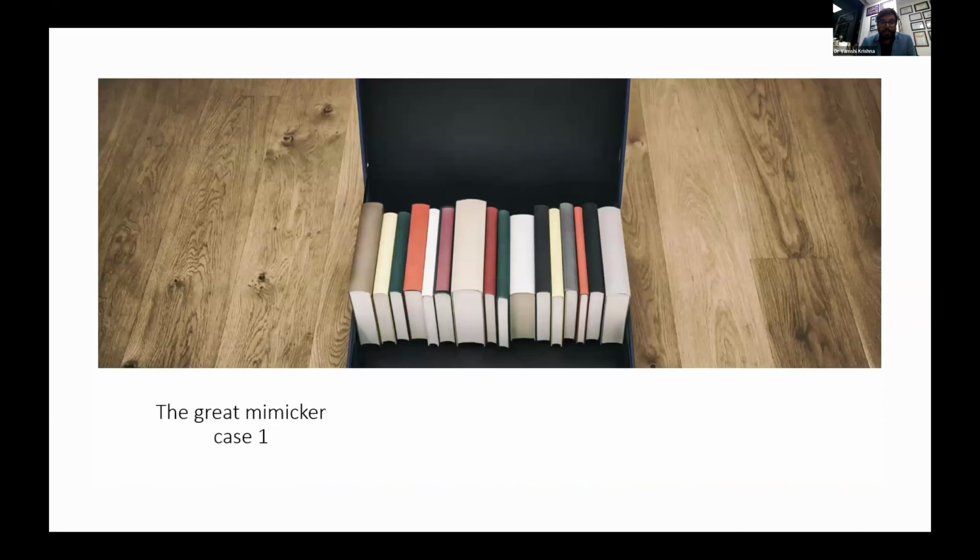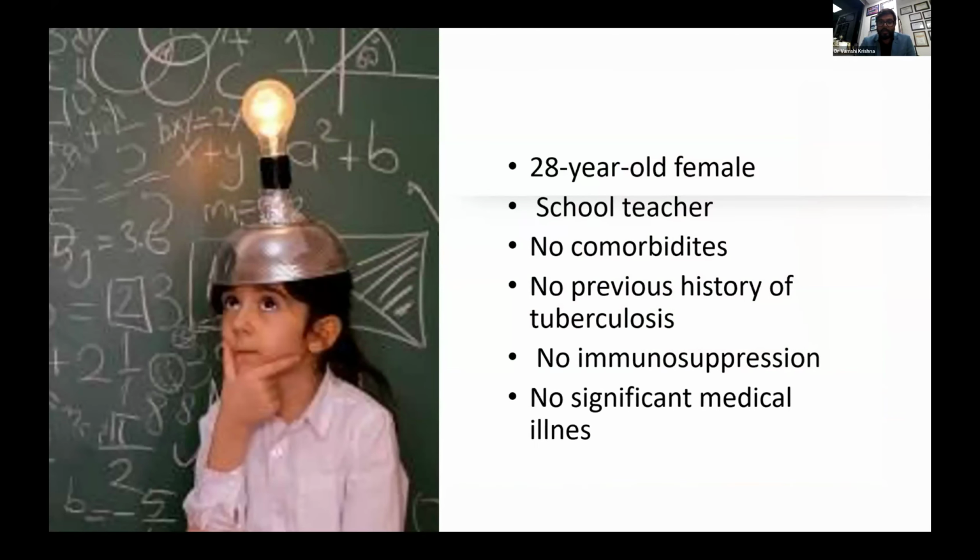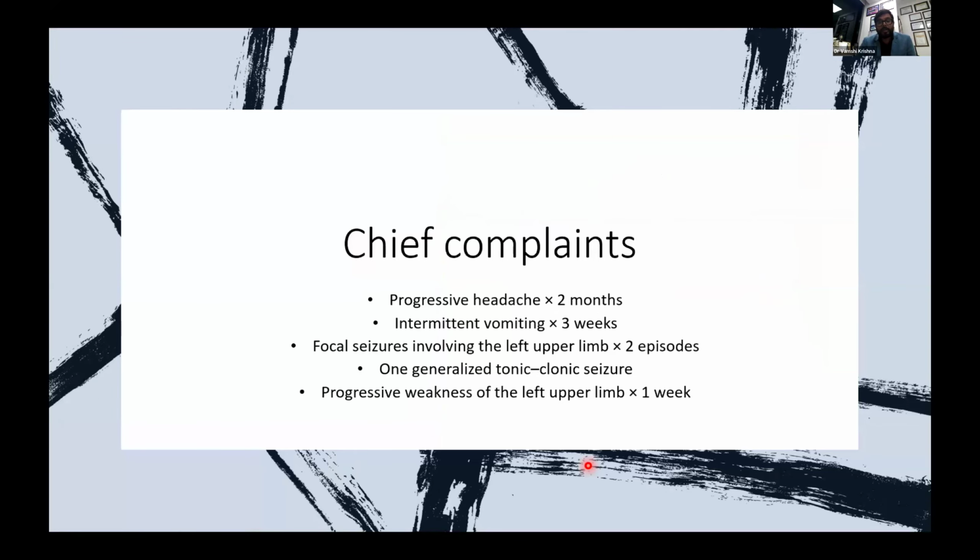This first case was a 28-year-old female. She was a school teacher. She had no comorbidities and no previous history of tuberculosis. She was not immunosuppressed, and there was no medically significant illness. Her chief complaints were headache for 2 months, intermittent vomiting for the last 3 weeks, and focal seizures involving initially the left lower limb for 2 episodes. And she had 1 episode of GTCS. And the weakness slowly progressed into the left lower limb and upper limb since 1 week.